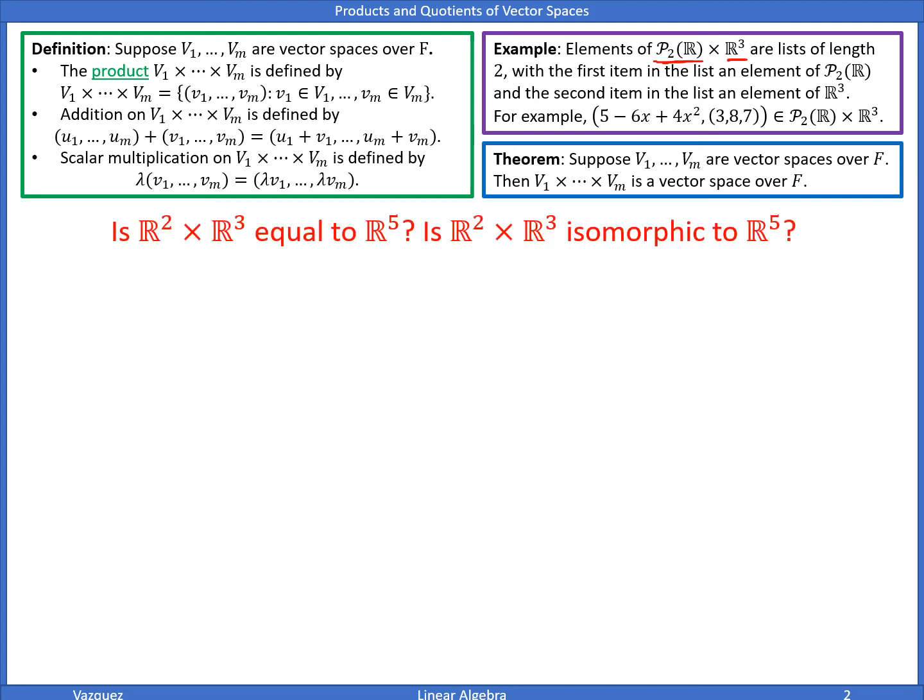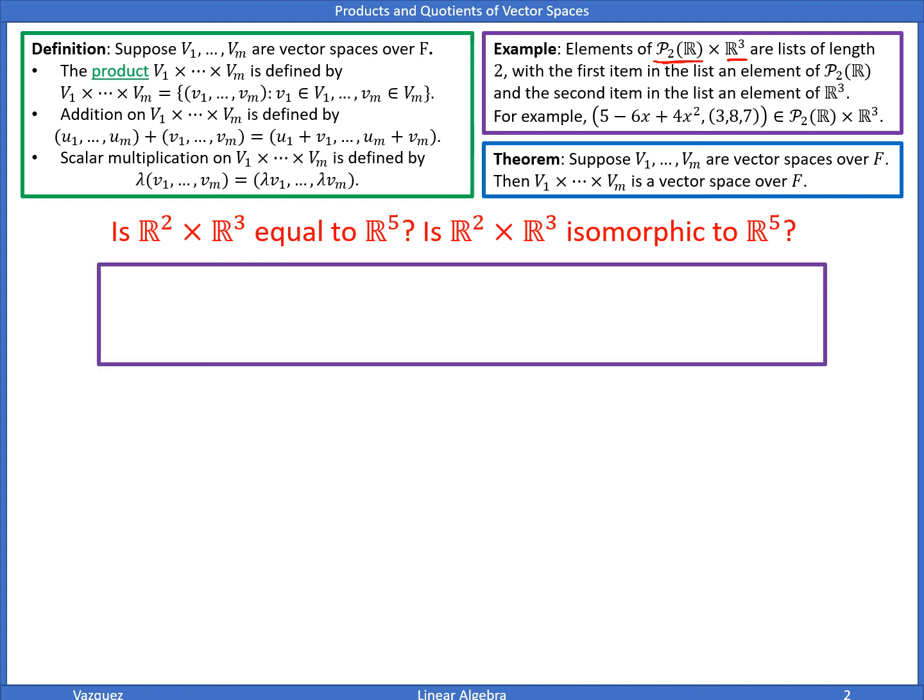But I do have a question. Is the product of R2 and R3 equal to R5? And is that product space isomorphic to R5? Well, sorry, I was kind of processing there. We will answer that fairly soon.